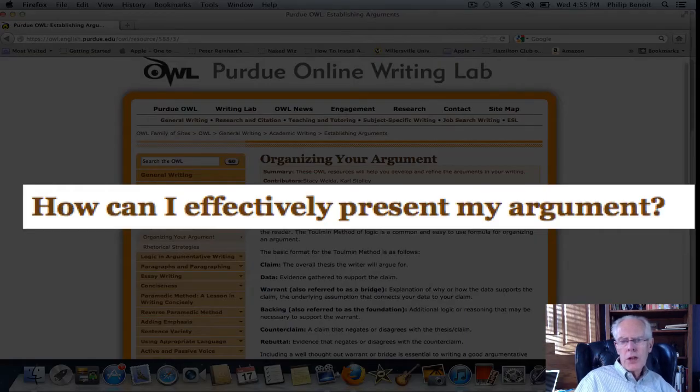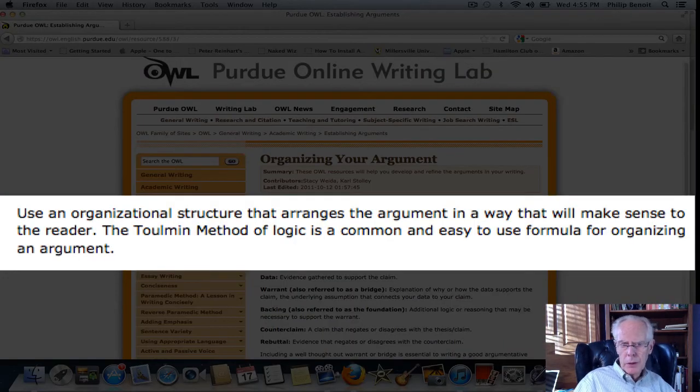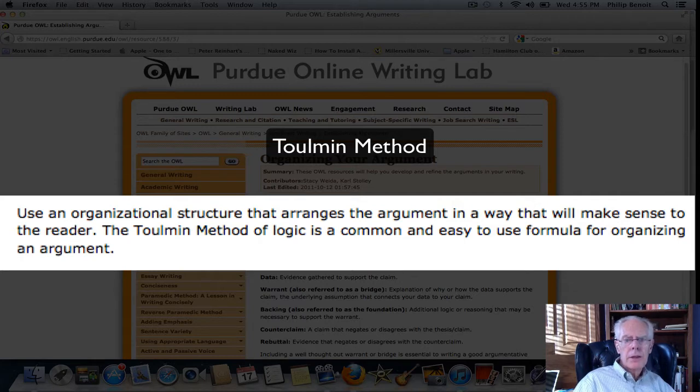So the first question presented is, how can I effectively present my argument? And the answer to that is right below here. It says using an organizational structure to arrange the argument will make sense to the reader. How will it make sense to the reader? You can use a structure, and there are methods out there of how to do that. One of the most common and easy to use is called the Toulmin Method. The Toulmin Method is a formula for organizing an argument. Here are the basic elements of the Toulmin Method.